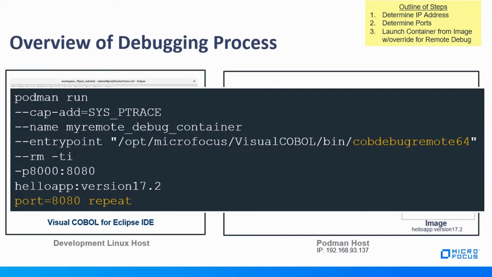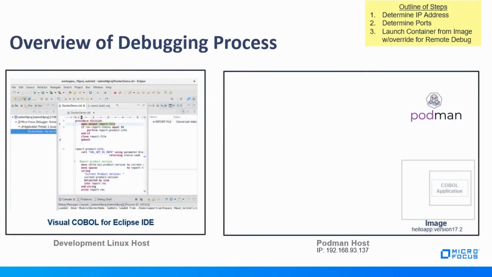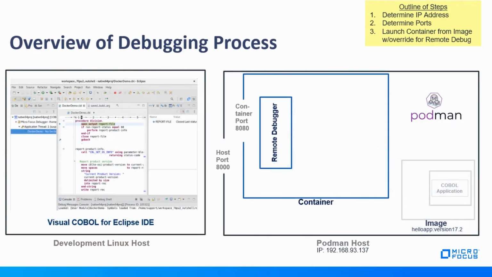The last line shows parameters that are passed to the executable, which was specified above in the entry point option, COB Debug Remote 64. The first of these tells it to wait for connections on the container port we're using, 8080. The second option tells COB Debug Remote 64 that we want it to automatically place itself back into a waiting state after the debug session ends, ready for another debug request. When we execute this command, the container launches with the remote debugger running, waiting for debug requests.